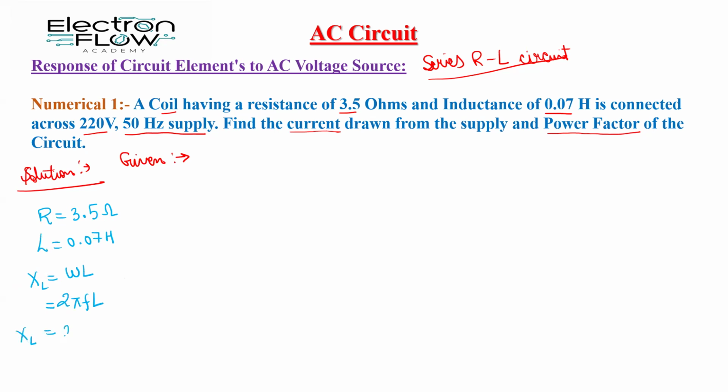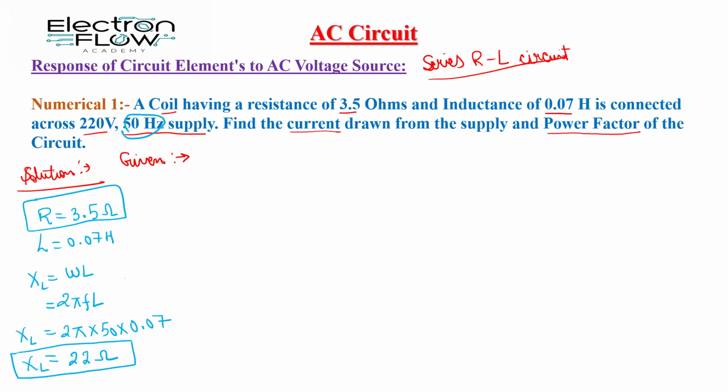So 2 pi into the frequency, which is given as 50 Hertz, into 0.07. So the value of XL is now equal to 22 ohm. Now we have the two values, the value of the resistance and the value of XL.